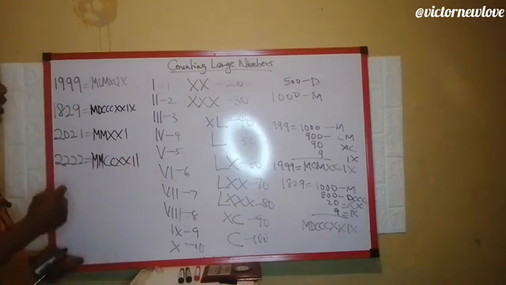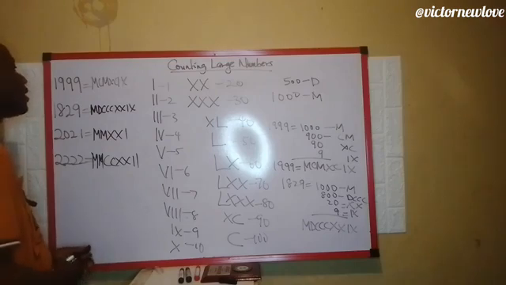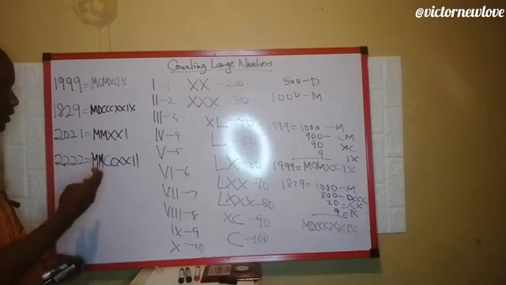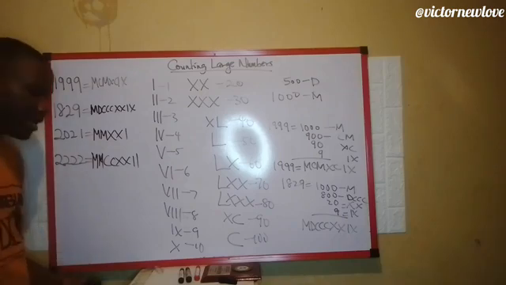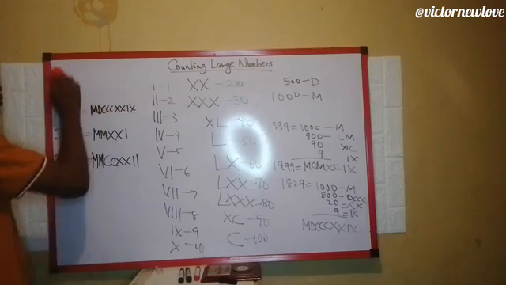We have MCMXCIX, that's 1999. 1829 is MDCCCXXIX. 2021 is MMXXI. Then we have 2222, which is MMCCXXII. Take note of these points.